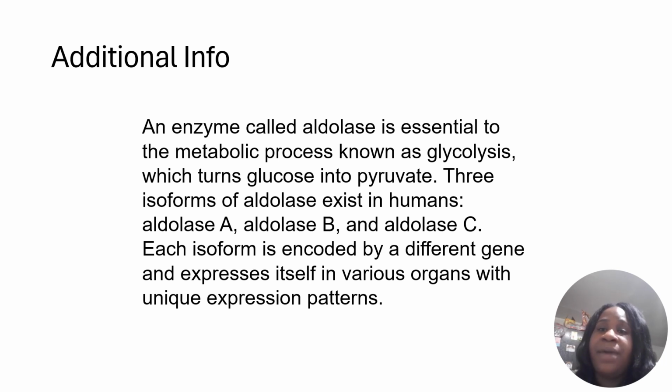The different expression patterns of aldolase isoforms reflect their special roles in distinct tissues and metabolic pathways. So, while aldolase A and C are involved in glycolysis to provide energy for muscle and brain function, aldolase B is primarily responsible for fructose metabolism in the liver. These isoforms demonstrate tissue-specific regulation to fulfill the metabolic requirements of different organs and maintain overall metabolic homeostasis.